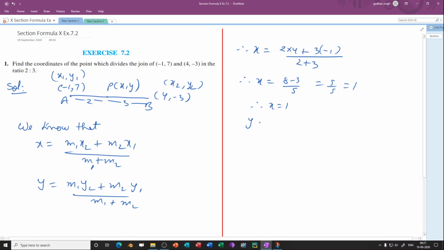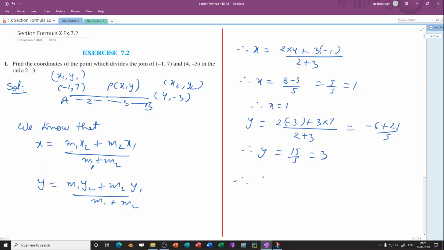Now let us find the value of y from m1 into y2. What is our m1? 2 into y2, which is -3. So 2 into -3 plus m2, which is 3, into y1, the y coordinate of point A, that is 3 into 7, over m plus n, that is 2 plus 3. So this gives us -6 plus 21 over 5. Therefore y equals 15 over 5, that is 3.